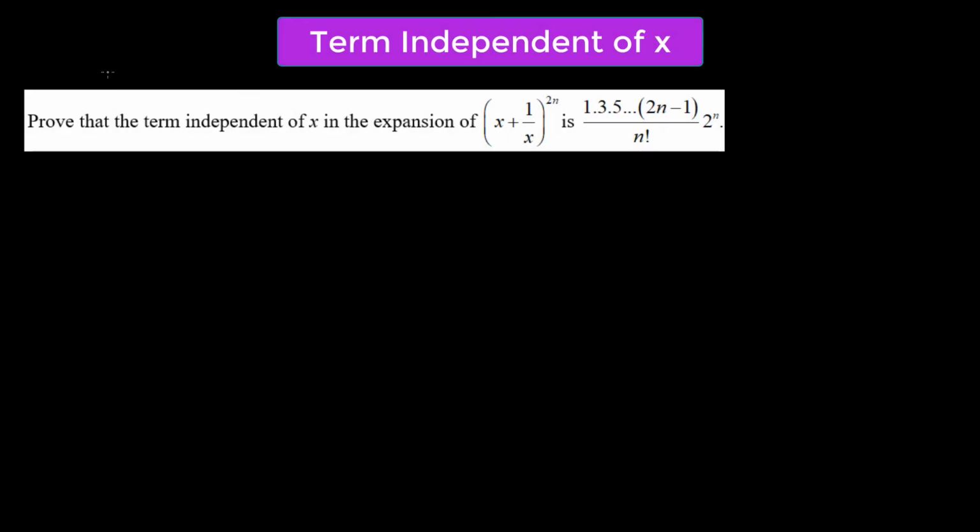So in this particular question, we have to prove that the term which is independent of x in the given binomial expression is given by this particular form. So let us begin by assuming that our r plus 1th term is independent of x.